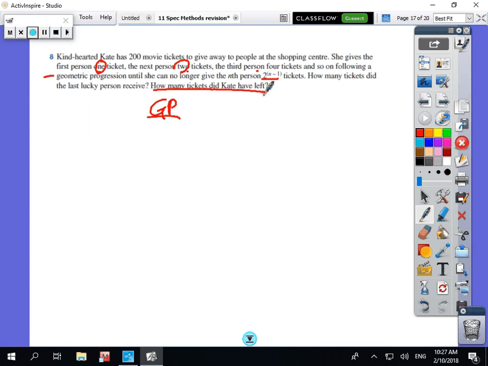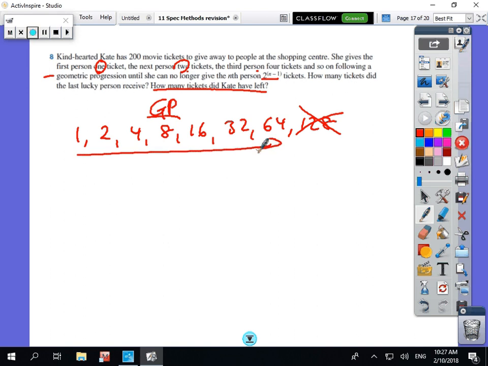Okay, so we've got 200, so it's a sum. So you could do it pretty quickly, old-fashioned way, but have a go and think of what you can do. Okay, so 1, 2, 4, 8. This might be just the easiest way to do it. Okay, so we're not going to get to 128 because he's already given away too many tickets. So we're just going to add up that sequence there.